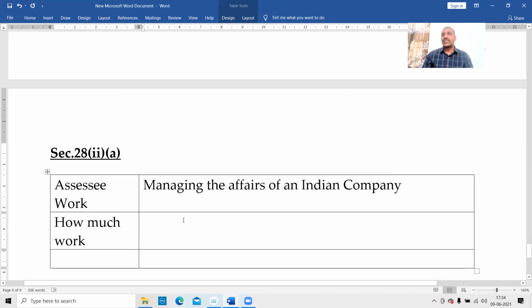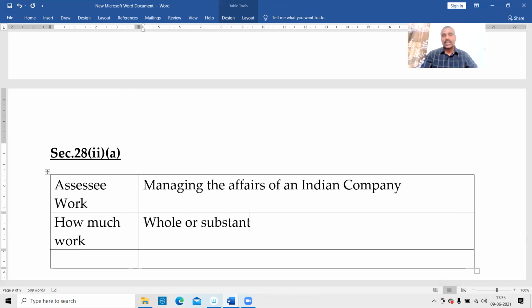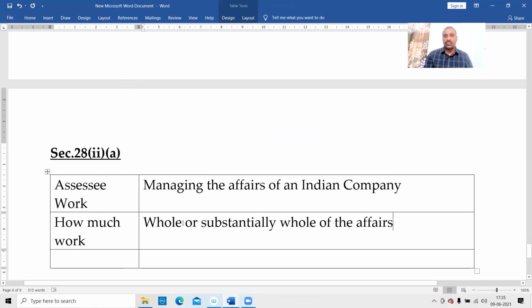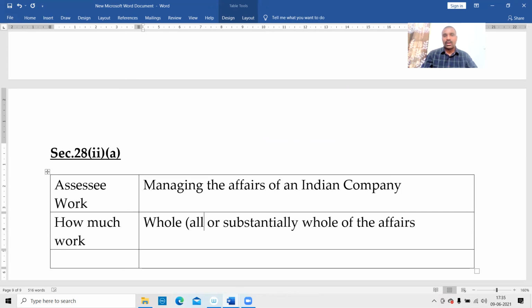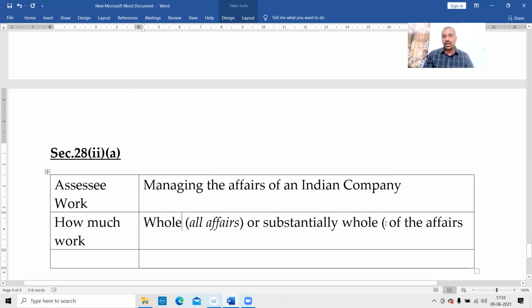How much is the assessee managing? The assessee is managing the whole or substantially the whole of the affairs of the company. Whole means all affairs, the entire affairs. Substantially whole means what? Almost all affairs.